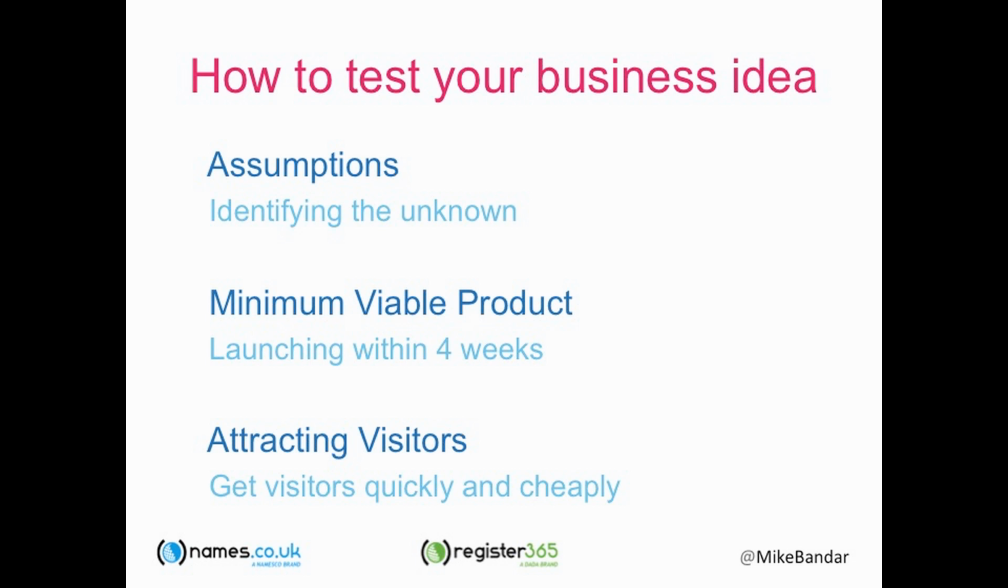The second step is about minimum viable products. And this is a mechanism which can enable us to test our business idea, improve the concept, and actually enable us to launch a business within 4 weeks. And finally, we're going to talk briefly about how to attract visitors online. So this is how you can get people relatively quickly and cheaply to look at your products and help you test the concept.